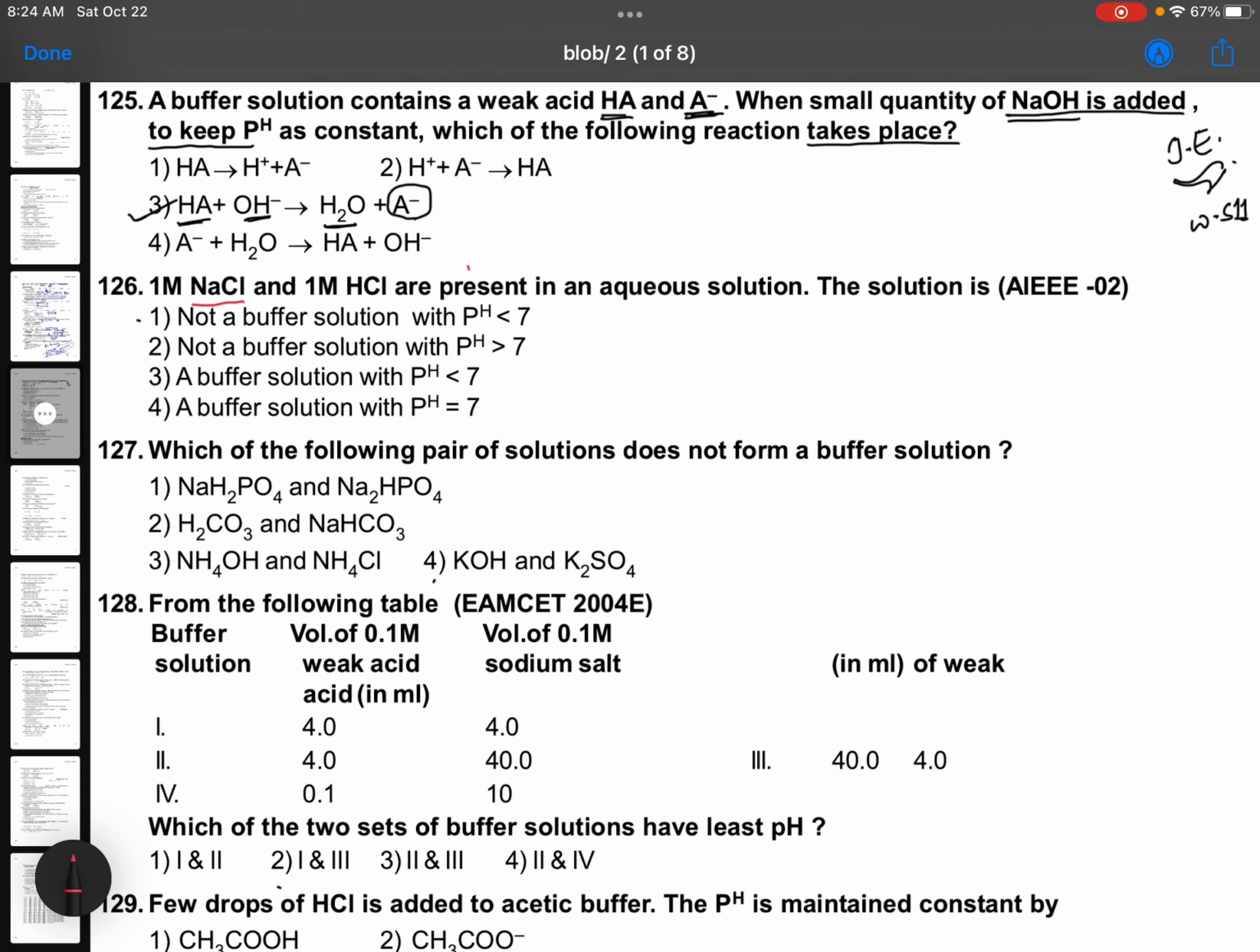1M NaCl and 1M HCl are present in an aqueous solution. The solution is... All India Engineering Entrance Examinations. Very simple. NaCl is neutral, so no worries about this. Just look at this HCl. HCl is acidic, so it is not a buffer solution because buffer solutions are made from weak acids. This is HCl, so it is strong. Only acidic solution, pH is less than 7. So these options are wrong because buffer is mentioned here. It cannot be more than 7 because HCl is a strong acid.